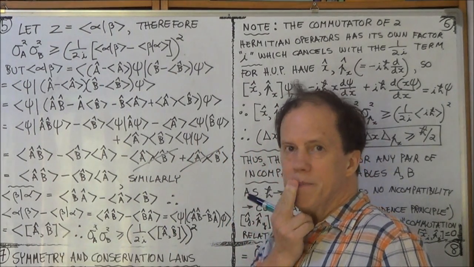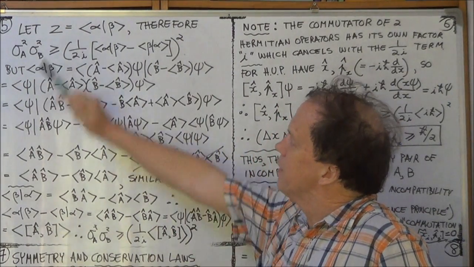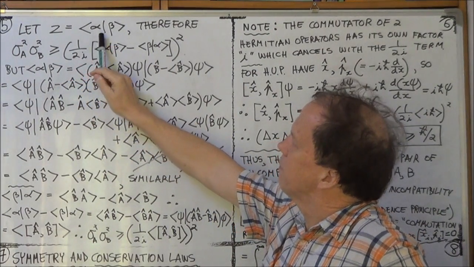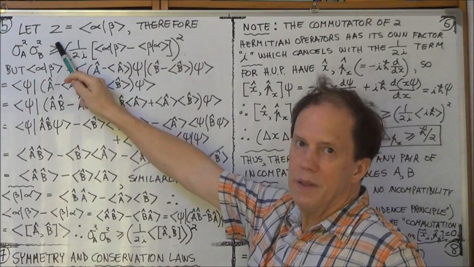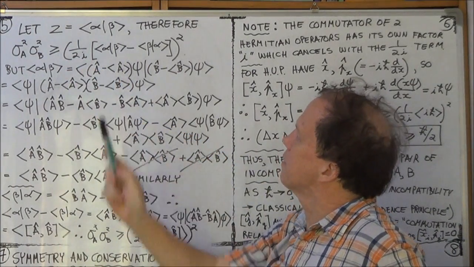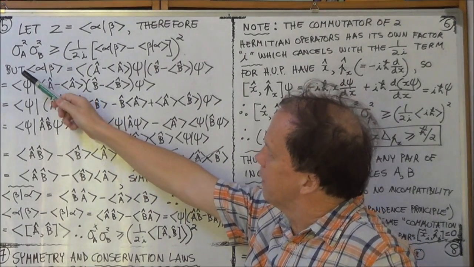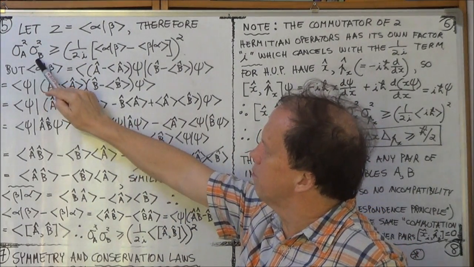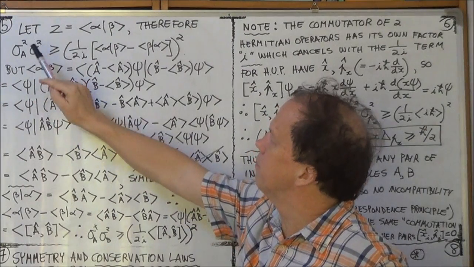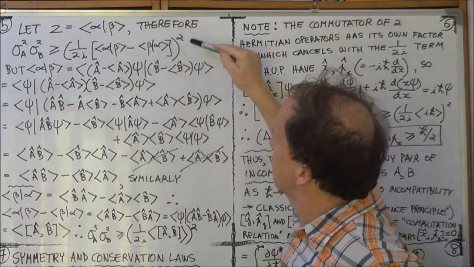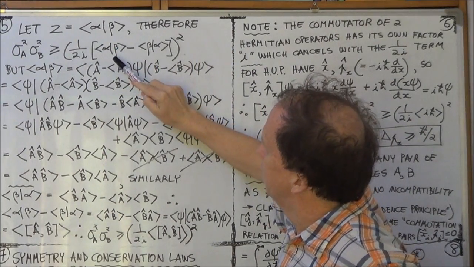Moving straight on from the previous session, let the bracket alpha beta be z, this complex number, right? So therefore the sigma squared of A times sigma squared of B is greater than or equal to the square of 1 over 2i.